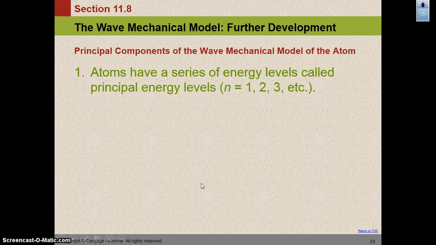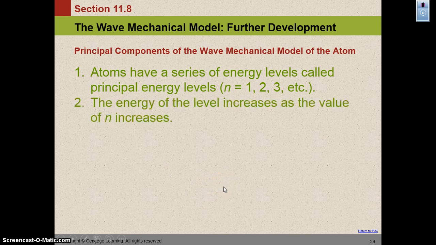The principal components of the wave mechanical model of the atom say, 1. Atoms have a series of energy levels called principal energy levels. That's the 1, 2, 3, 4, etc. The energy level increases as the value of n increases. So energy level 1, 2, 3, as you go up, they have a higher level of energy.